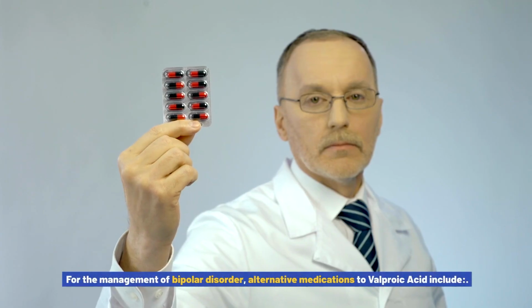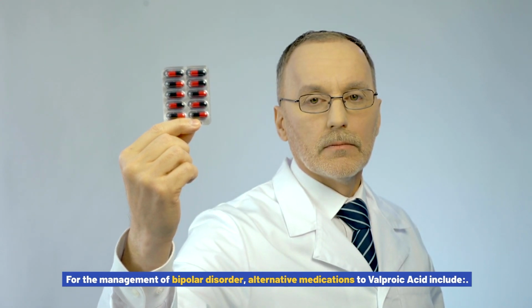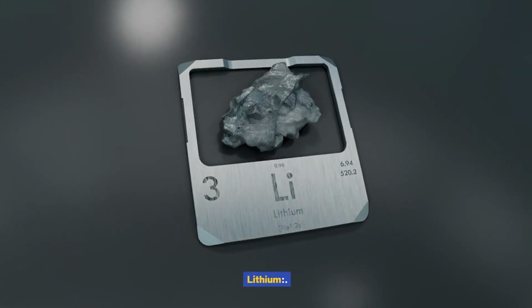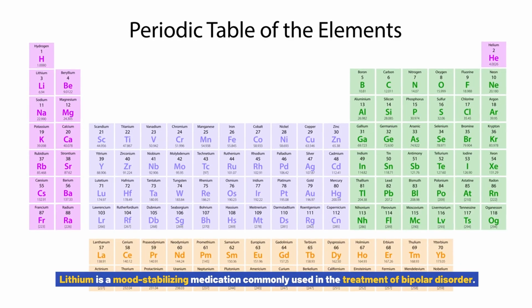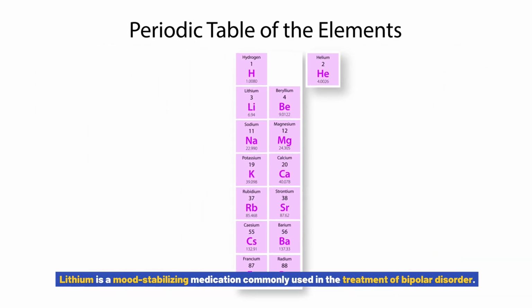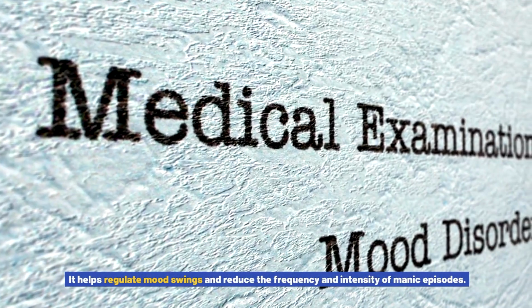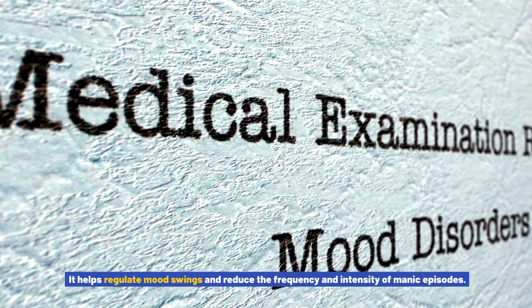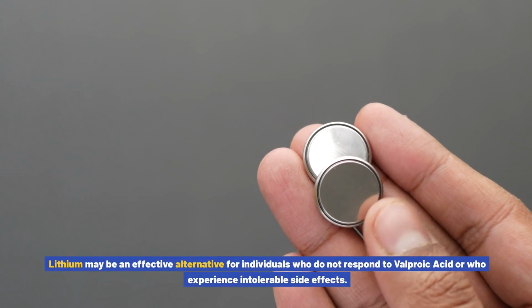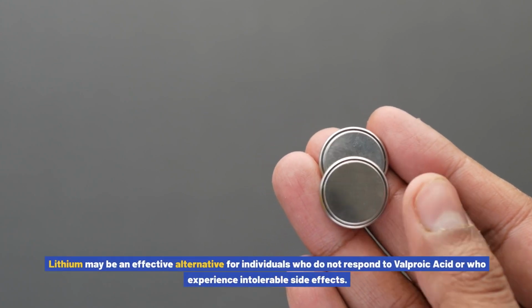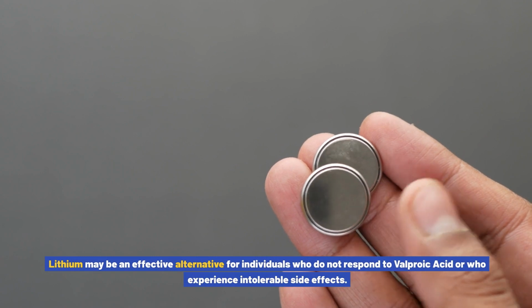For the management of bipolar disorder, alternative medications to valproic acid include lithium. Lithium is a mood-stabilizing medication commonly used in the treatment of bipolar disorder. It helps regulate mood swings and reduce the frequency and intensity of manic episodes. Lithium may be an effective alternative for individuals who do not respond to valproic acid or who experience intolerable side effects.